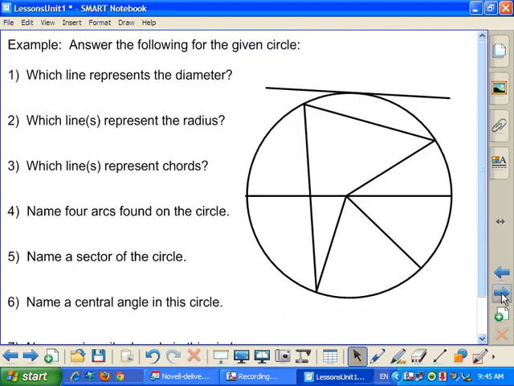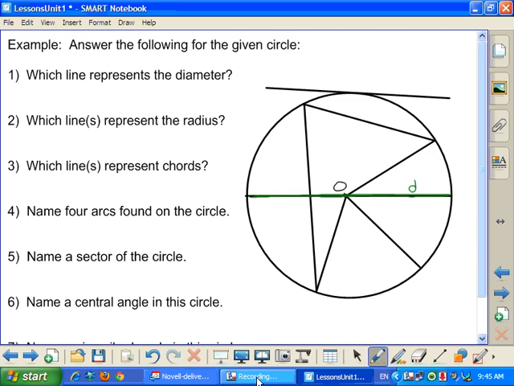So finally, what I want you to do, I want you to go through this with me and label the circle appropriately. So, which line represents the diameter? Which one represents the diameter? So I'm going to use color here. Diameter goes to the center of the circle. This should have been labeled. There's the center right there. So here is my diameter in green. I'll put a D on it.